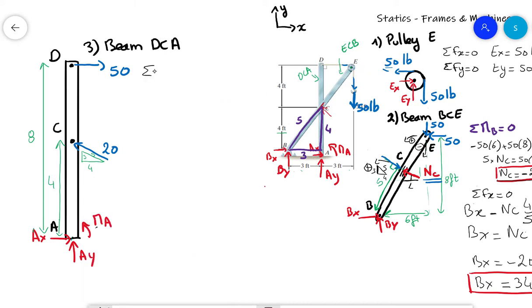Sum of the moment about A is equal to 0. This one is rotating clockwise, a negative direction, so minus 50 times 8. This is 50 times the distance 8, the perpendicular distance. This 20 has 2 components. Remember to keep all the arrows together.